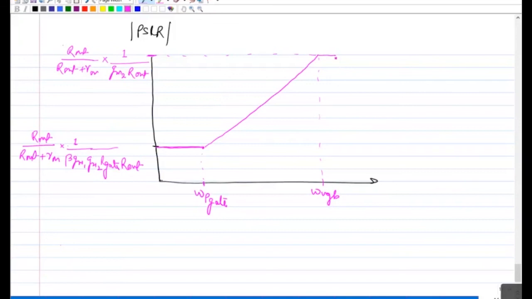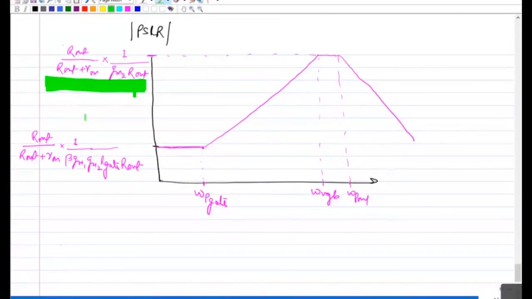And then you have a second pole, which is your omega P out. So obviously, if you look at this term, where were we going in the PMOS? Anybody remembers what the PSRR was? It was GM2 into R out. Correct.